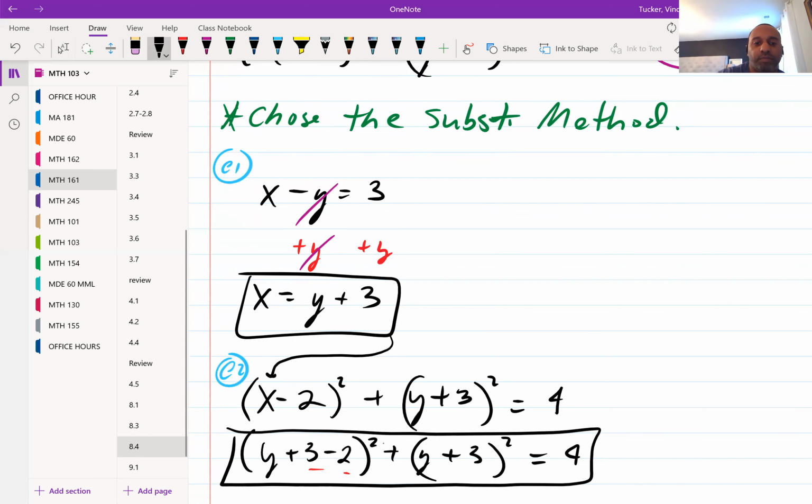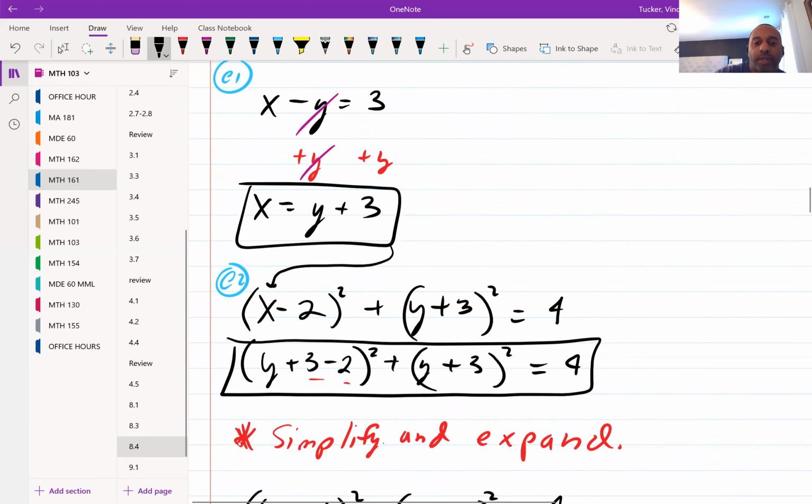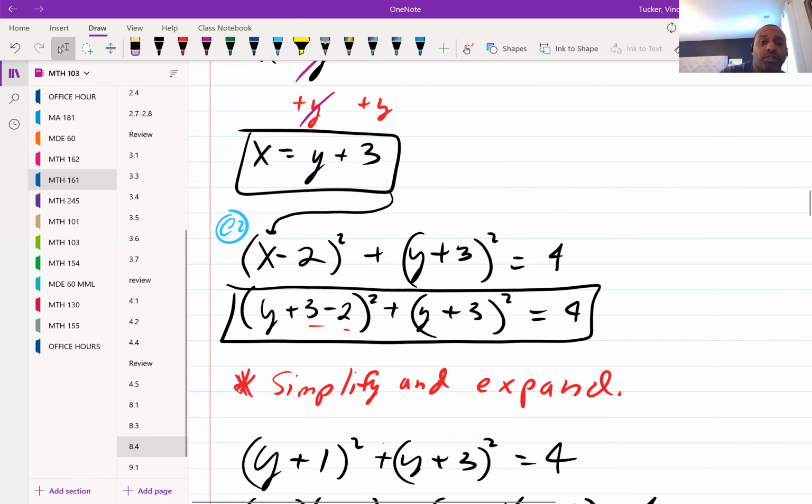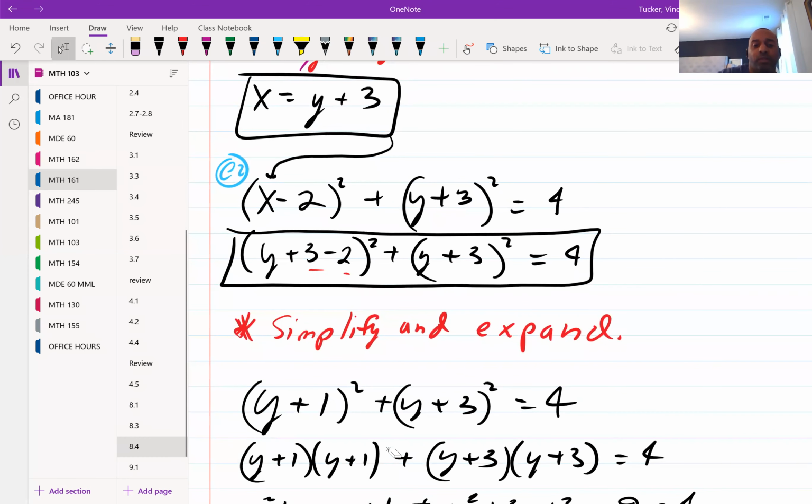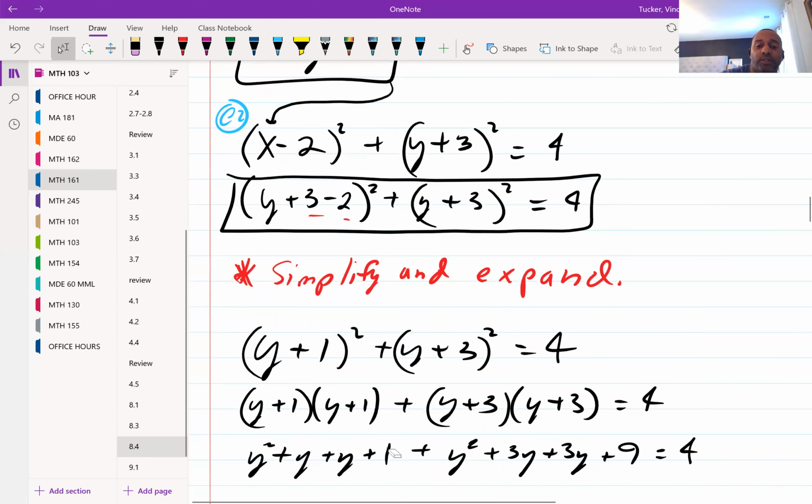All right. So now we can simplify this and then expand it out. So right here, 3 minus 2 is 1. So I have 1 plus y plus 1 squared, and then y plus 3 squared equal to 4. Expand that out. Y plus 1 squared is y plus 1 times y plus 1, y plus 3 squared is y plus 3 times y plus 3. And then you fold that out.